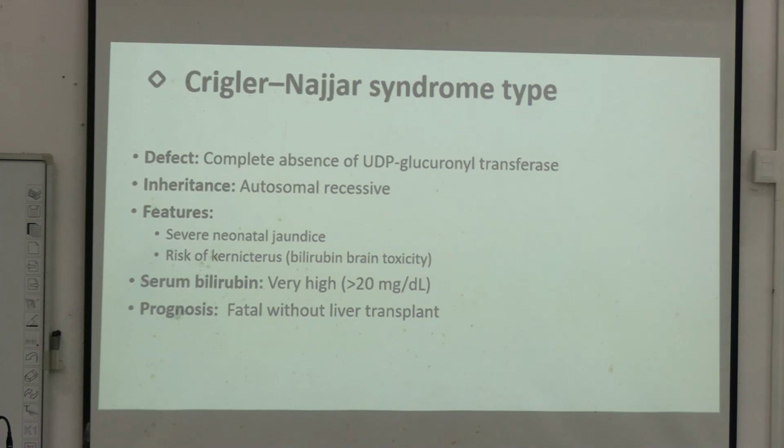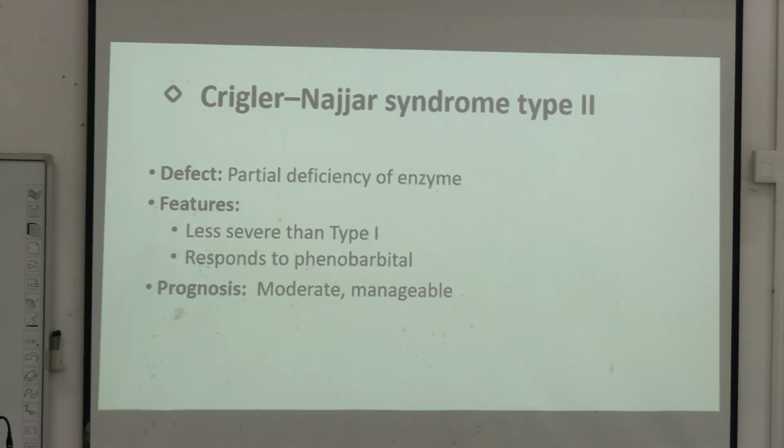Crigler-Najjar syndrome type 1: defect is complete absence of UDP glucuronosyltransferase, autosomal recessive, serum bilirubin high, prognosis fatal without liver transplant. Type 2: partial deficiency of the enzyme, features less severe than type 1 because the enzyme is present here. Response to phenobarbital, prognosis moderate, manageable.